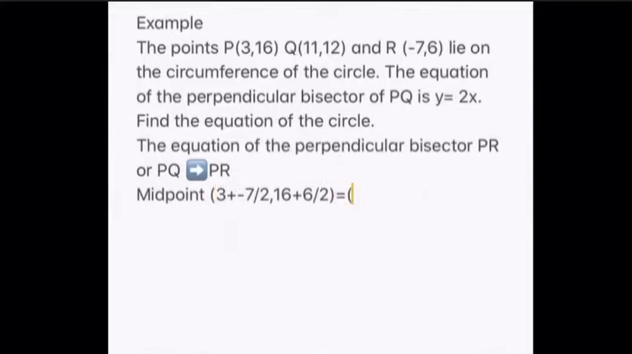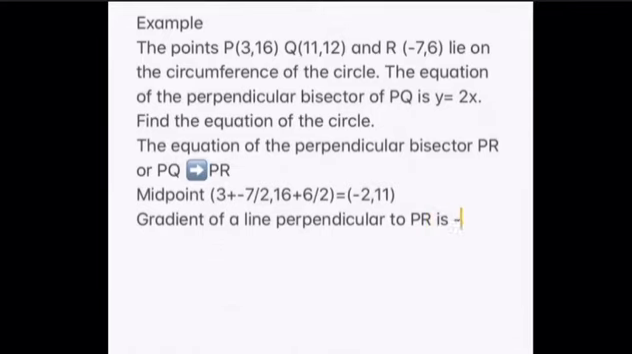So 3 plus negative 7 divided by 2 is negative 2, and 6 plus 16 divided by 2 is 11. Then you'll try to come up with the gradient of PR, which is y2 minus y1 over x2 minus x1, and it's (6 minus 16) divided by (negative 7 minus 3), which is 1. So a line perpendicular to it has gradient negative 1.